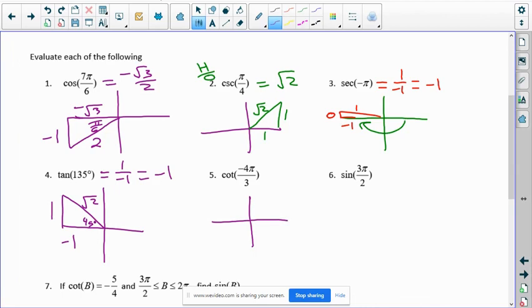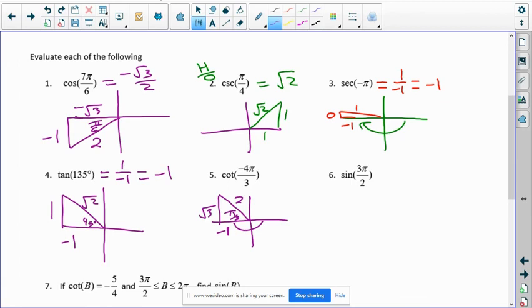Next, we have the cotangent of negative 4 pi thirds. Negative 3 pi thirds would get us to the axes. We have one more pi thirds, which is also going to be our reference angle, which gives us this being square root of 3, this adjacent being 1, and the hypotenuse being 2. It's a negative 1 on the adjacent because it's going in the negative direction, being in the second quadrant there.